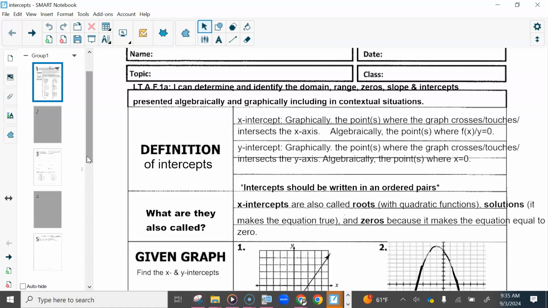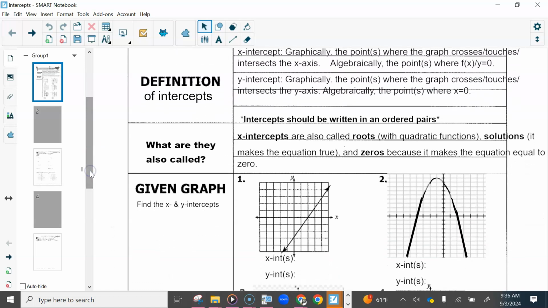Notice that this is the same objective as the slope. All of those fall under the same objective, but now we're just talking about intercepts. So graphically, and this may be reviewed for you, and great if it is, if it's new, that's also fine. Graphically for x-intercepts, where the point crosses, touches, intersects the x-axis. Algebraically, where y equals 0. For the y-intercept, it's opposite. Graphically, it's where the graph touches, crosses, intersects the y-axis. Algebraically, the x is 0.